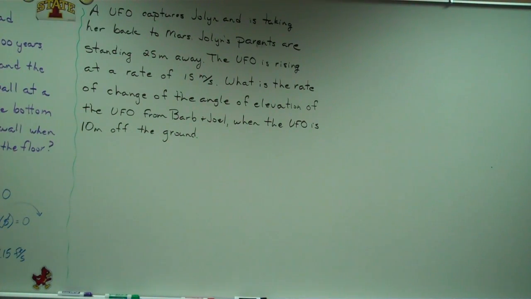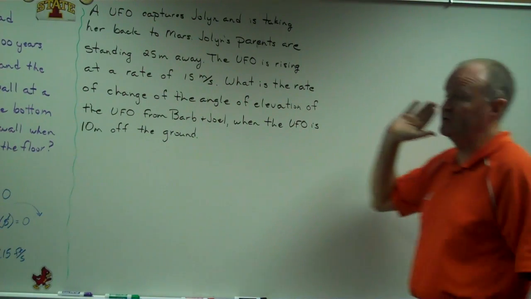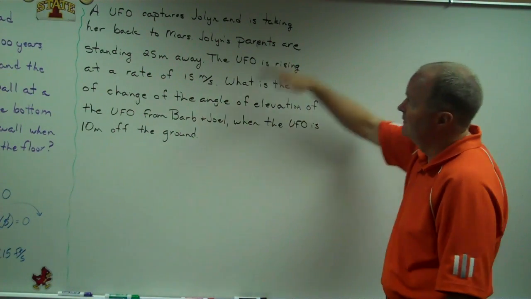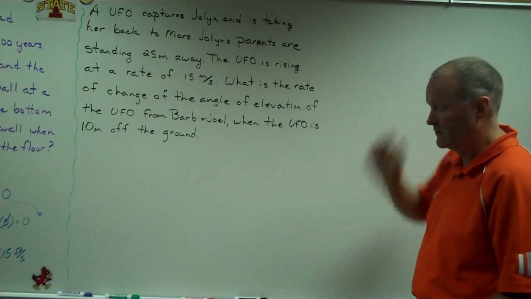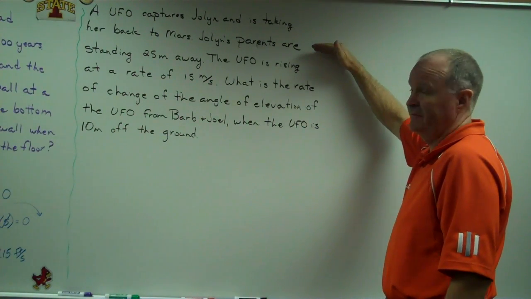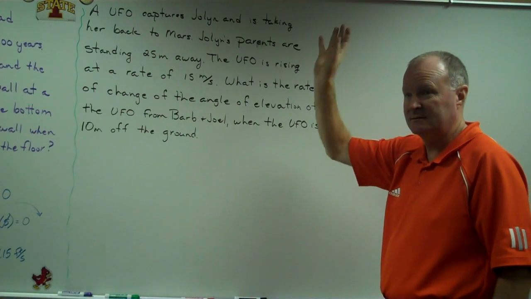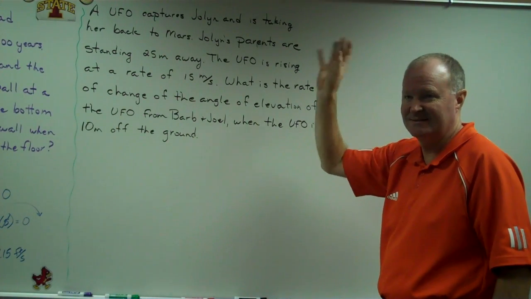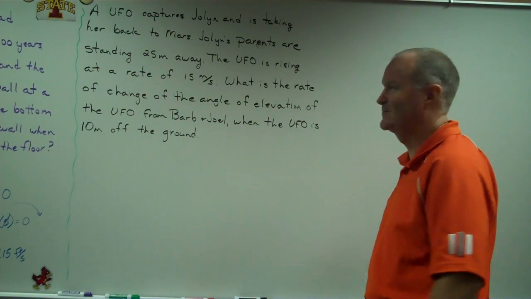Now we got angle problems, you bet. Here we go, got a UFO. Captures Jolene. Taking her back to Mars. We all knew that going in. Jolene's parents are standing 25 meters away waving bye with a big smile on their face. I'm just kidding. Barb's crying next.